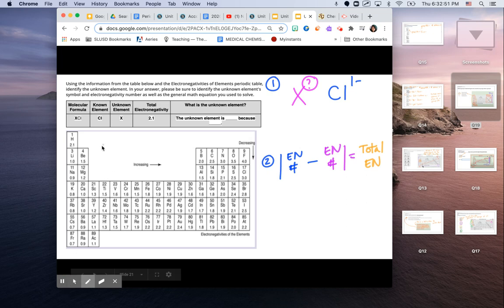Okay, so let's solve this particular problem. It says using the information in the table below and the electronegativities of elements periodic table, identify the unknown elements. So I noticed that on the test, a lot of you did this and you found 3 answers, which tells me you probably forgot about this first step.